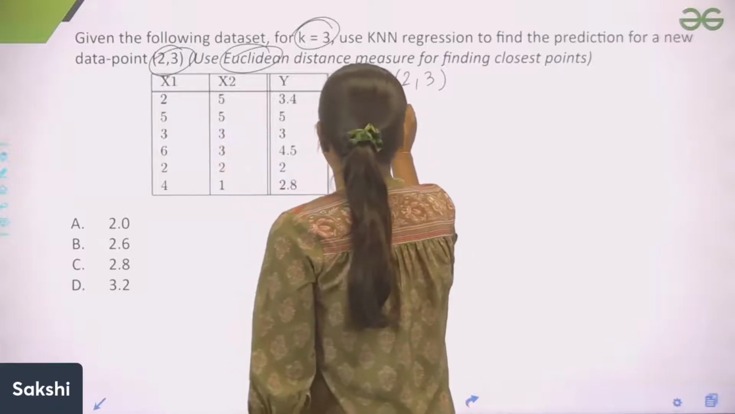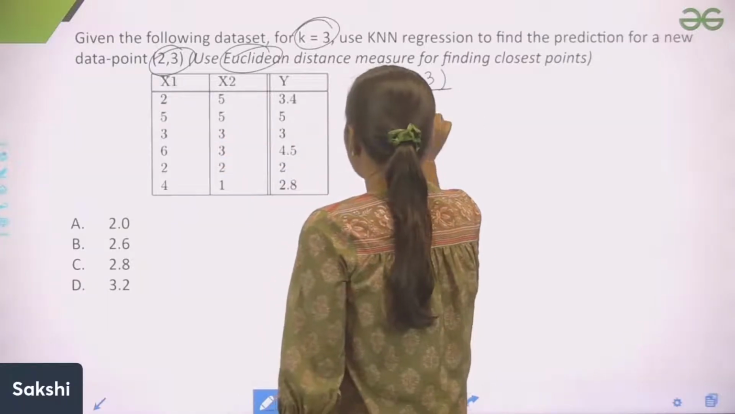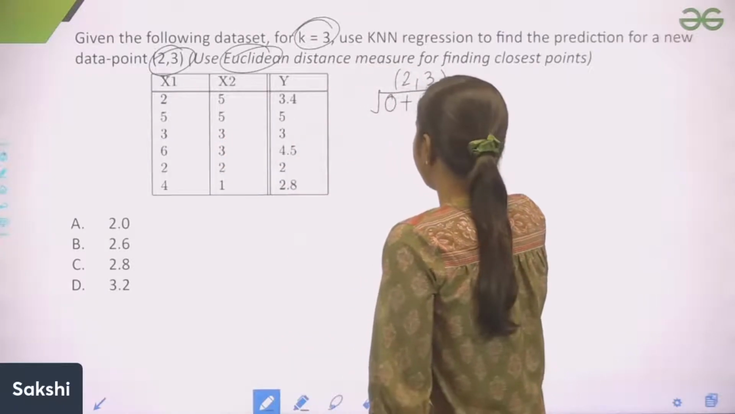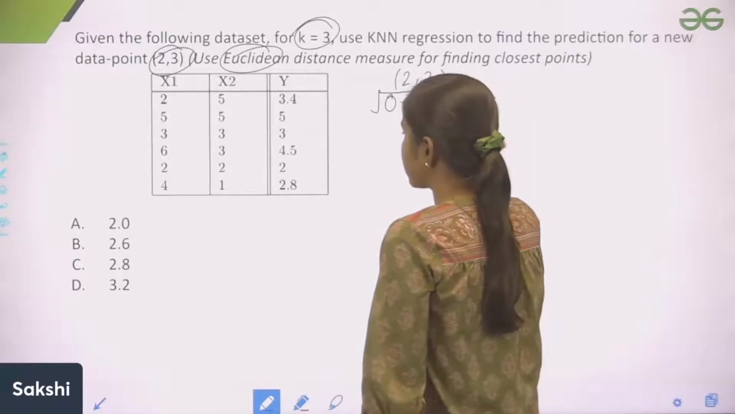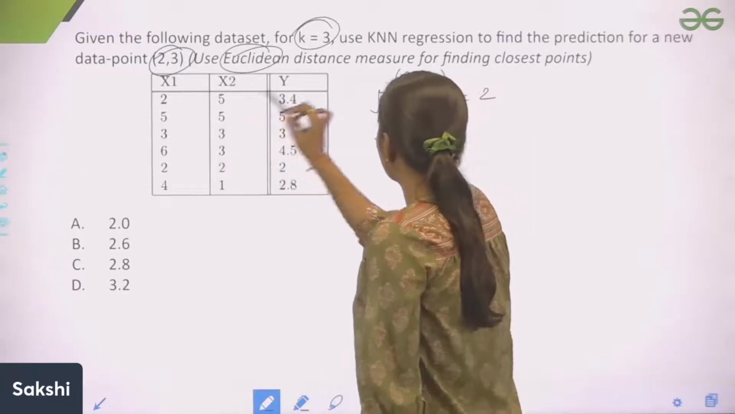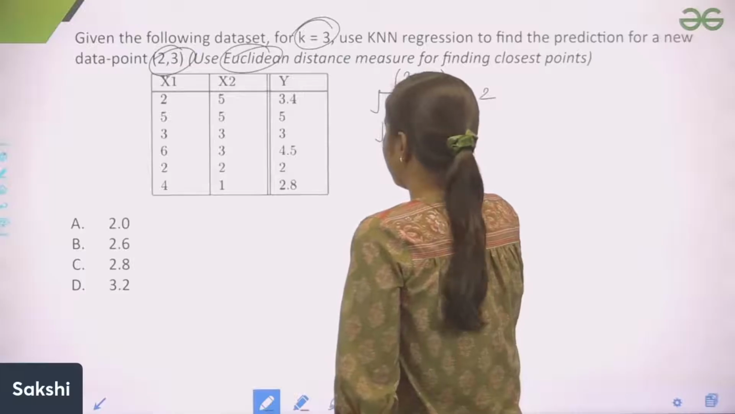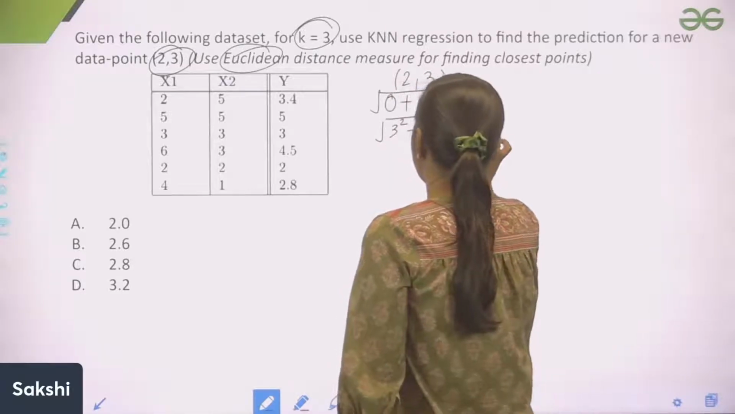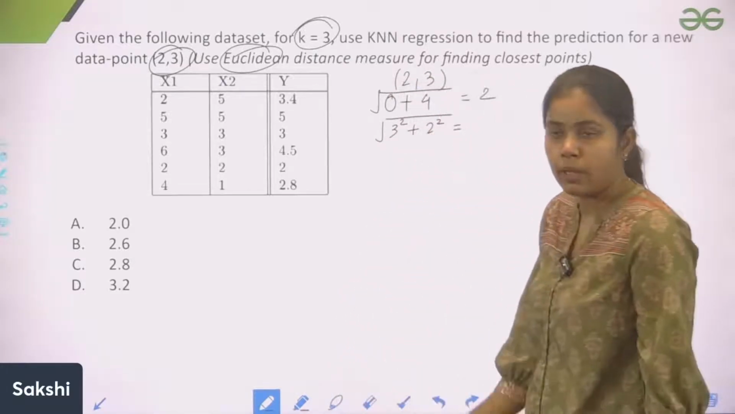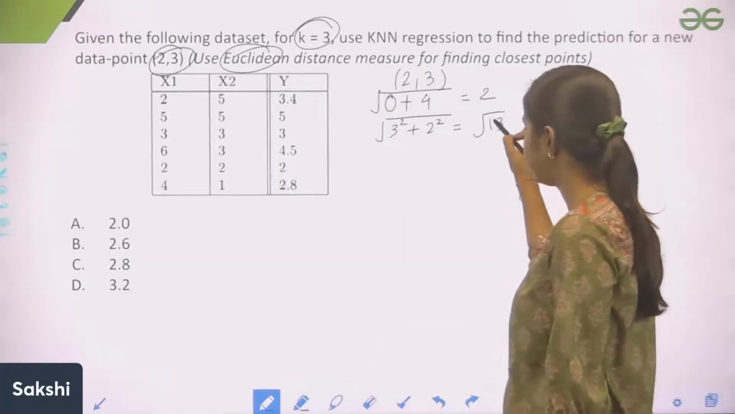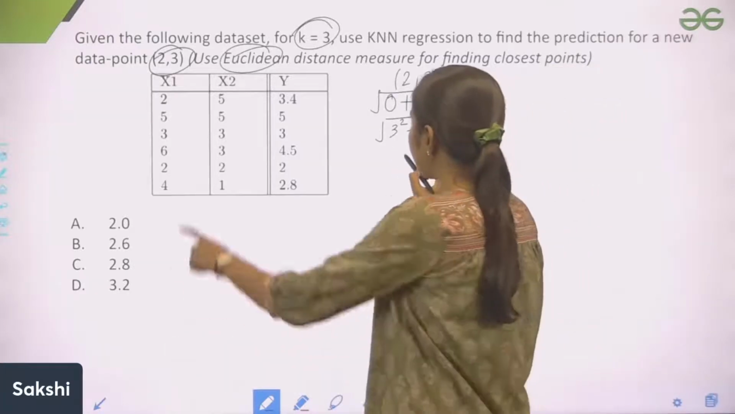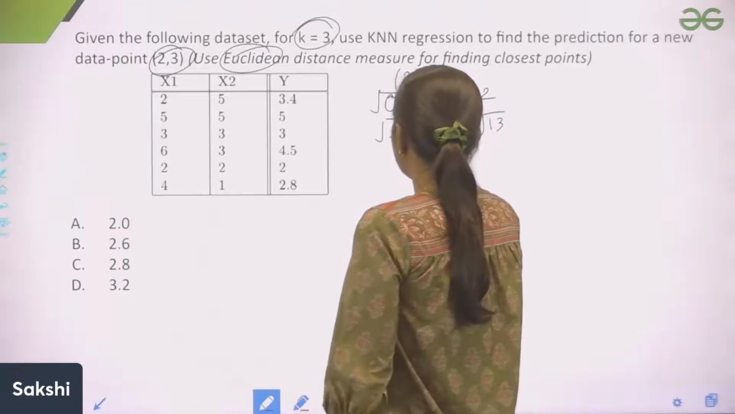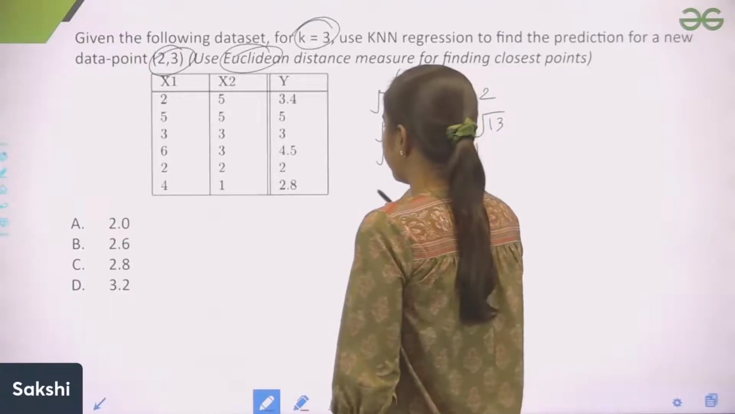2,3 का डिस्टेंस 2,5 के साथ व्हाट वुड आई डू? 2 minus 2 square 0, 5 minus 3 square, that means 4. That would give you distance 2. Again 5 minus 2 square, that is 3 square, and 5 minus 3 square, that is 2 square. 3 3s are 9, 2 2s are 4, that means square root 13. 3 minus 2 square, that is 1, plus 3 minus 3 square, that would give you 1 unit of distance.